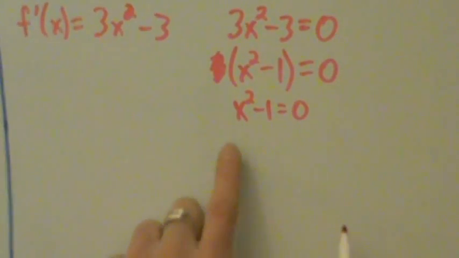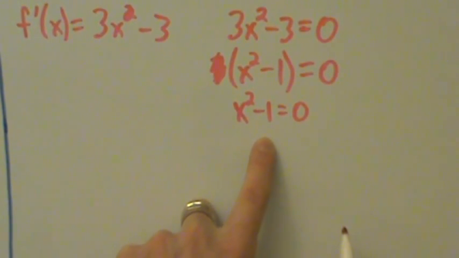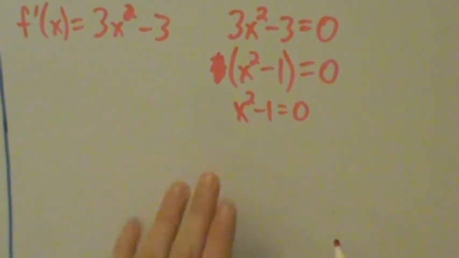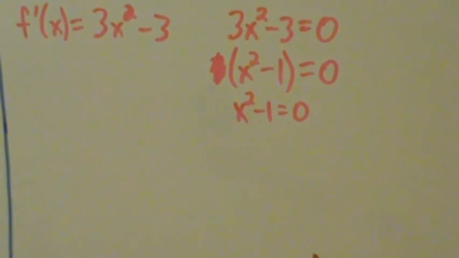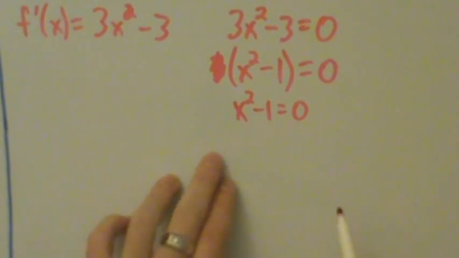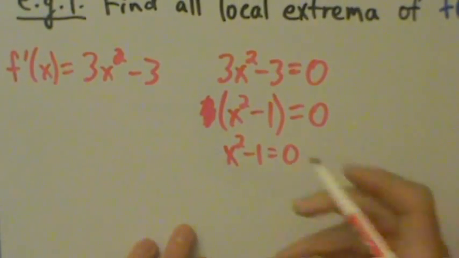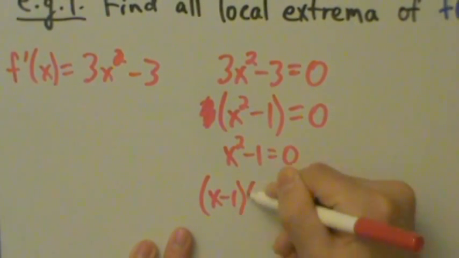So we could factor this, we could add 1 to both sides and then take the square root of both sides, which is probably the simplest method, but you have to be careful. Or we could use the quadratic formula, which is totally overkill, or complete the square, which is insanely overkill. Anyway, let's factor this, just because that's probably the safest.